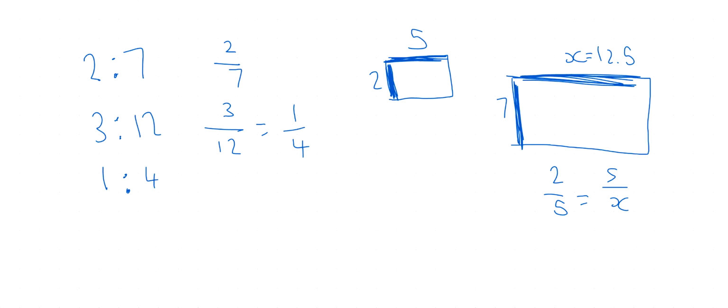All right, so 2 over 7, right? These are the matching bits, equals 5 over x, and then we would cross multiply. So 2x is 35, so x is 17.5. All right, so this is then 17.5.